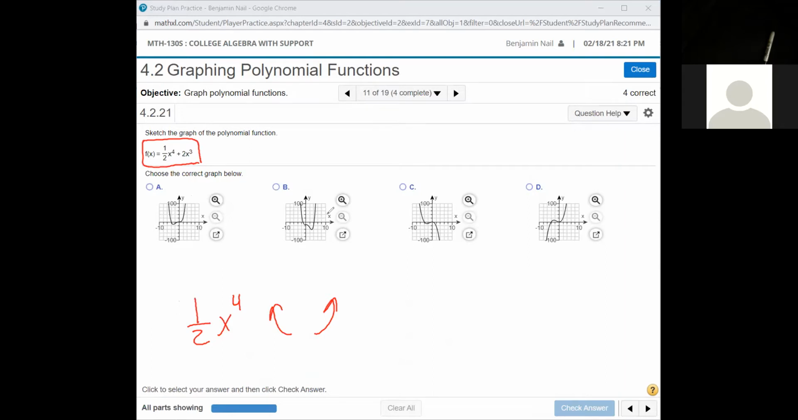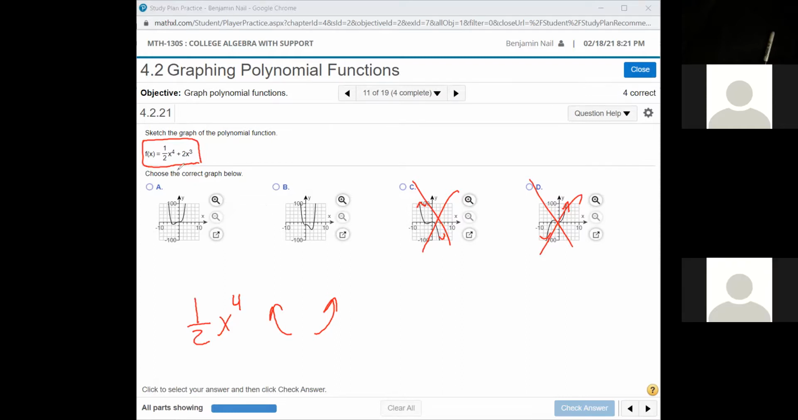That means B is a possibility, but not C. C's got one up and one down. D's got one down and one up. So those are not it. So now, again, end behavior knocked out 2 choices. So it's either going to be A or B. Okay, so the next thing I would specifically look at is the zeros.